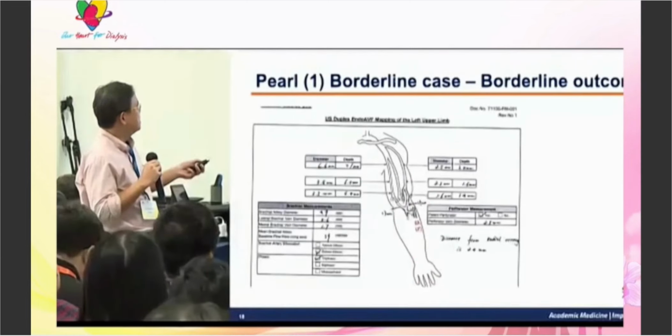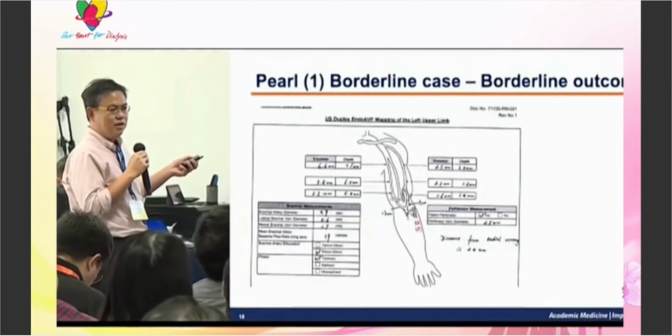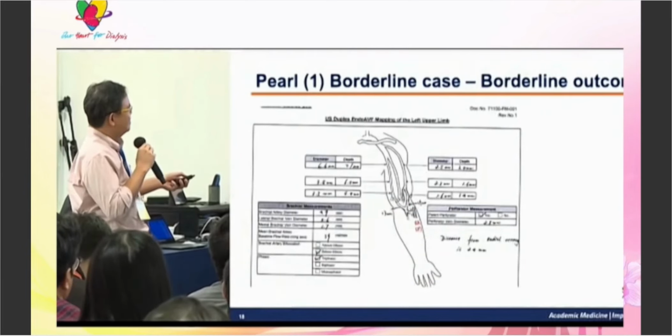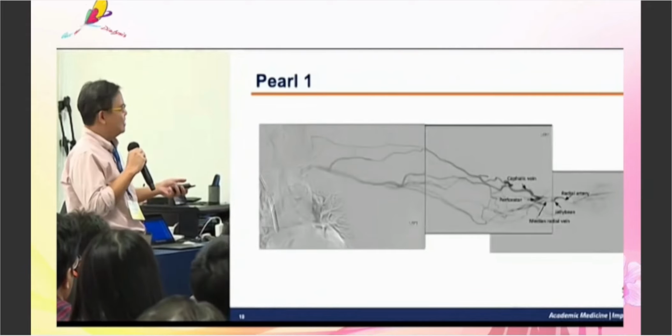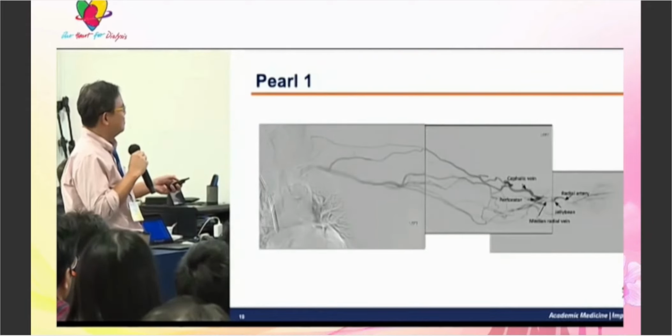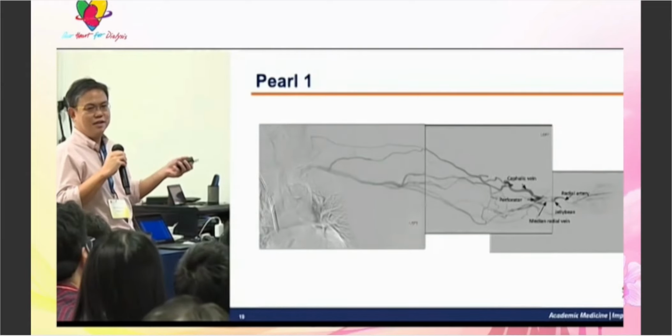Okay, so these are some of the disasters. This is the case where we had a borderline candidate that kept asking for it. So in retrospect, we shouldn't have done it. And this is what happened. You get a jelly bean, a nice jelly bean, but you have nothing for the nurses to cannulate. A successful AVF that's created, but cannot be used.